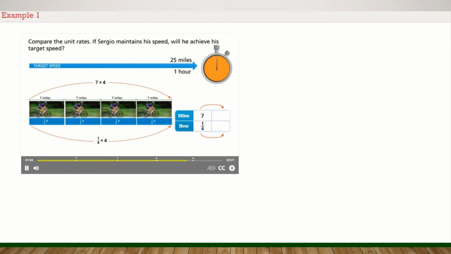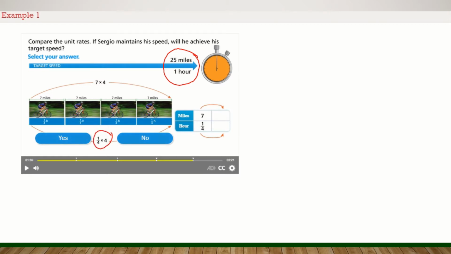Finally, compare the 2 unit rates. If Sergio maintains his speed, will he achieve his target speed? Select your answer. In order to answer this question, we have to figure out what the unit rate is. We know we're trying to figure out if he went 25 miles in 1 hour, but we need to figure out what the actual unit rate was. What we did here, we multiply 1/4 by 4. And when we multiply 1/4 by 4, that gives us 1.